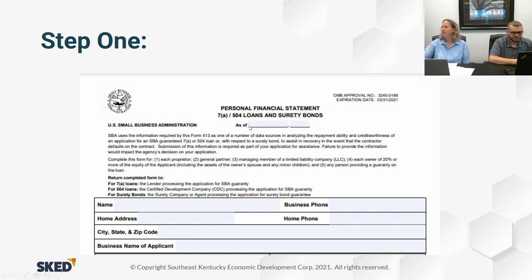So right here, you've got where you'll put today's date or whatever day you're filling out this form. Down farther, you have name, business phone, home address, home phone, city, state, zip, business name of applicant. So this should be pretty easy, right? We shouldn't have any trouble with this section. Okay, let's move on to the harder sections.